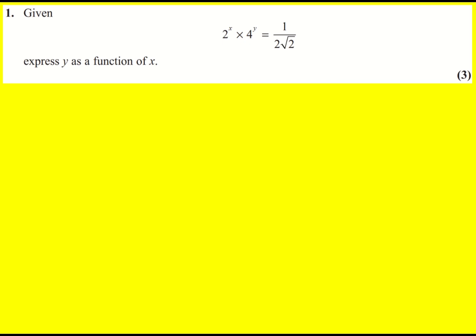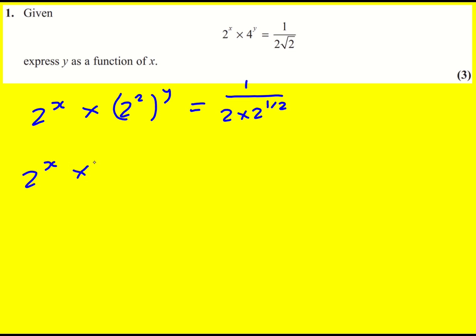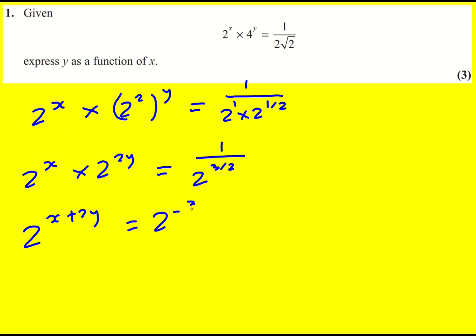Best way to approach this question is to write everything as powers of 2. So we've got 2 to the x times 2 squared to the y equals 1 over 2 times 2 to the half, in which we can write 2 to the x times 2 to the 2y equals 1 over 2 to the 3 over 2, because I'm adding the powers here. And then 2 to the x plus 2y, rule of indices, I just add them, is equal to 2 to the minus 3 over 2.